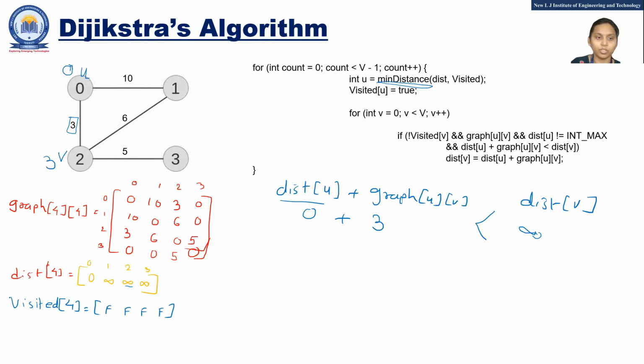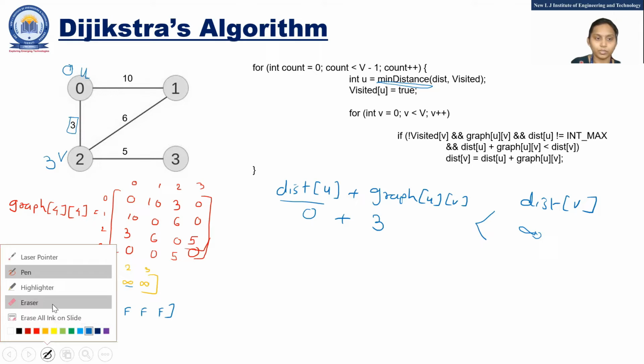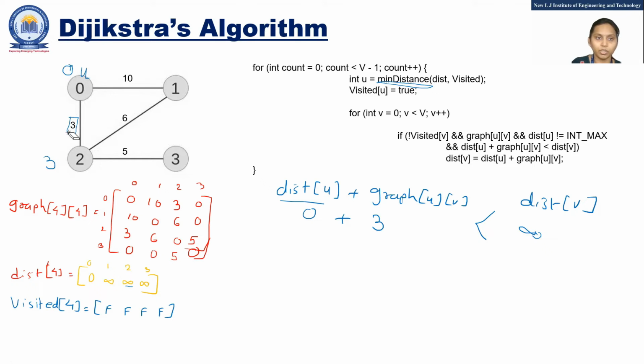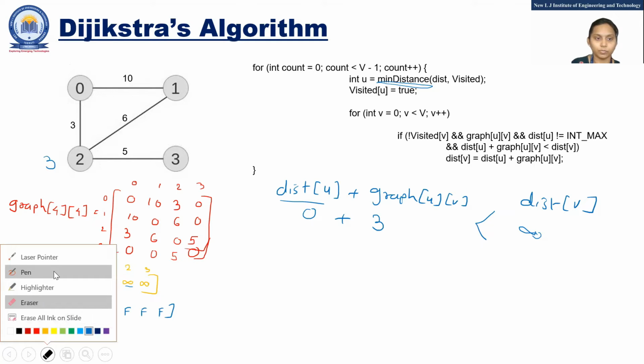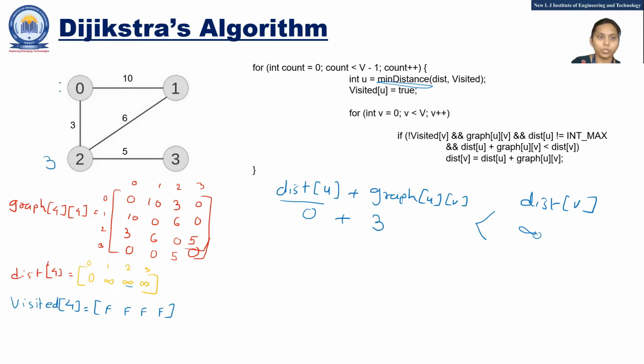Okay, and now this is visited already. Let me erase all the unnecessary things. So the distance from 0 to 0 is 0 and 0 to 2 is 3, and for 1 and 3 we didn't calculate it, so it is infinity. Right now it is infinity.